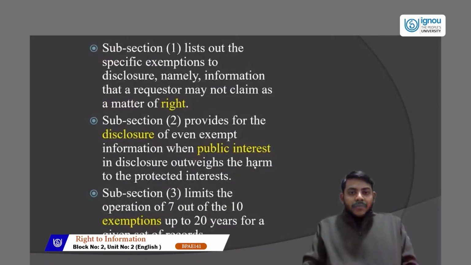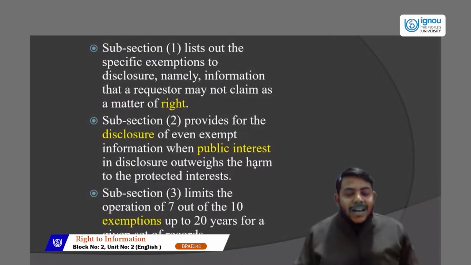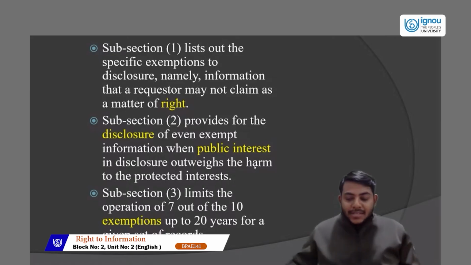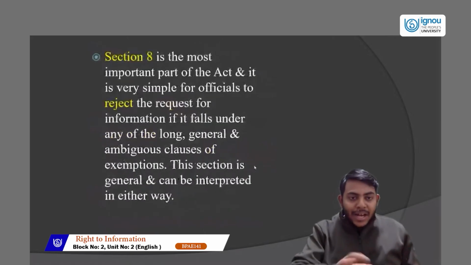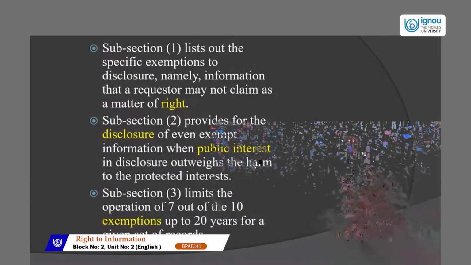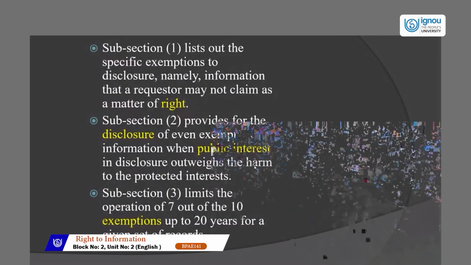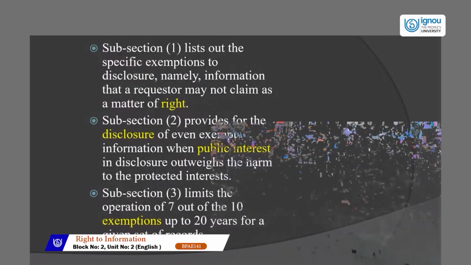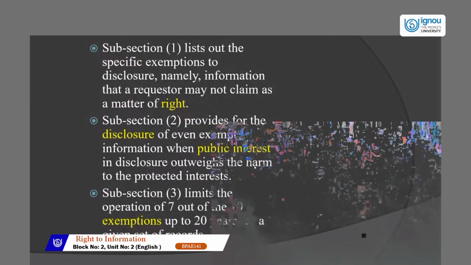Subsection 1 of this Section 8 lists out the specific exemptions to disclosure, which are information that a requester may not claim as a matter of right. And subsection 2 of Section 8 of the RTI Act provides for the disclosure of even exempt information when public interest in disclosure outweighs the harm to the protected interests. And subsection 3 of Section 8 has limited the operation of 7 out of the 10 exemptions up to 20 years for a given set of records.